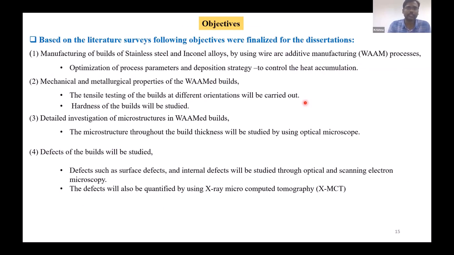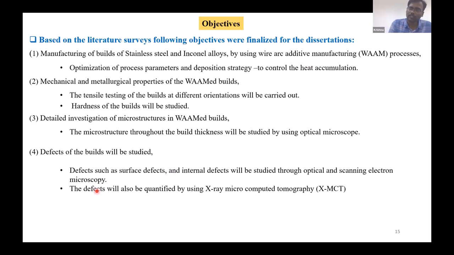These are some of the observations from the literature. But what we will be discussing is the manufacturing of stainless steel builds with different process parameters, and also some metallurgical and mechanical analysis we have done. We will be discussing the tensile properties, hardness, and microstructure, how these properties came about, and what kind of defects we observed during the process.